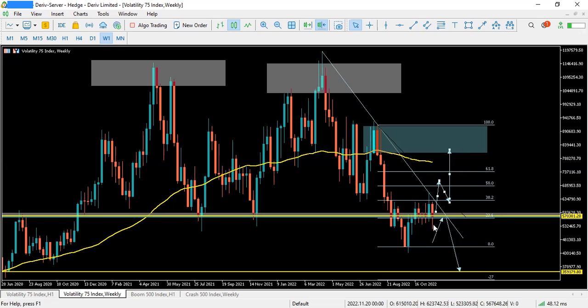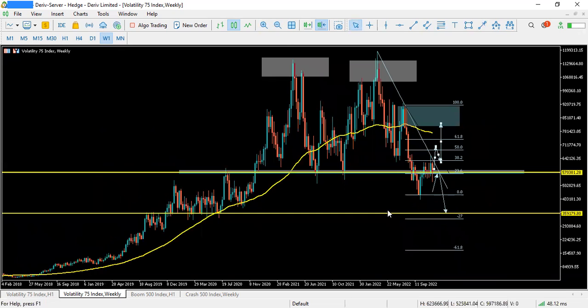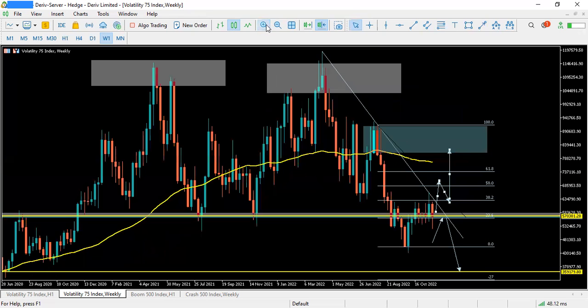If that does not happen, if this weekly candle closes below this support, it means most probably the sellers have won and you can continue selling all the way to the downside. So far, that is the projection.